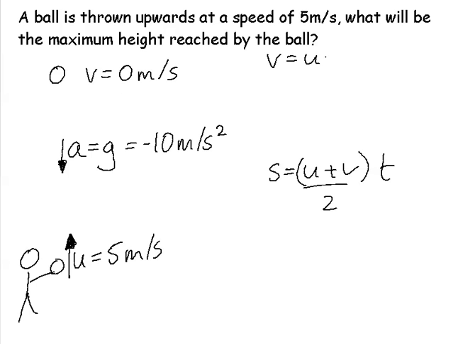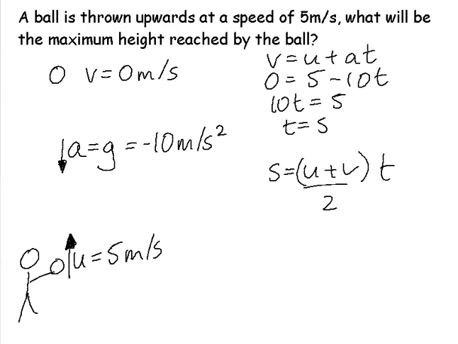The first one is use V equals U plus at to work out t. So we have 0 equals 5 minus 10t. We then add 10t to both sides. Gives us that the time is 5 divided by 10, which is 0.5 seconds.